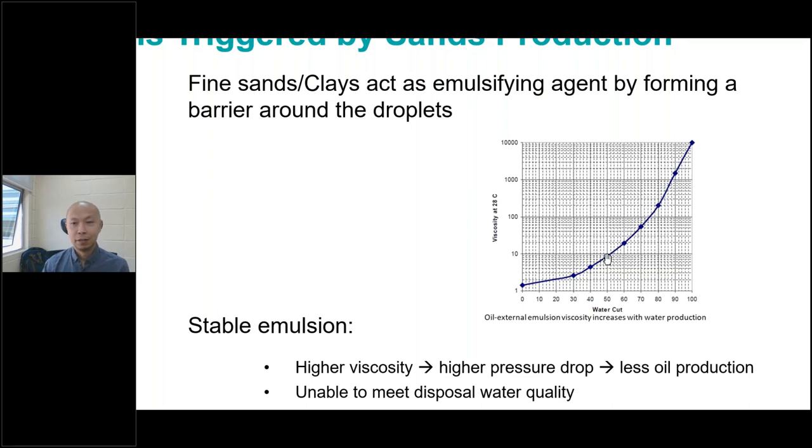So it can get worse, right? The viscosity can reach 100 centipoise in this case, which is two orders of magnitude, at 80% water cut. But you cannot generalize this. What I want to say is that the correlation is there. Emulsion will make the fluid more viscous, okay?